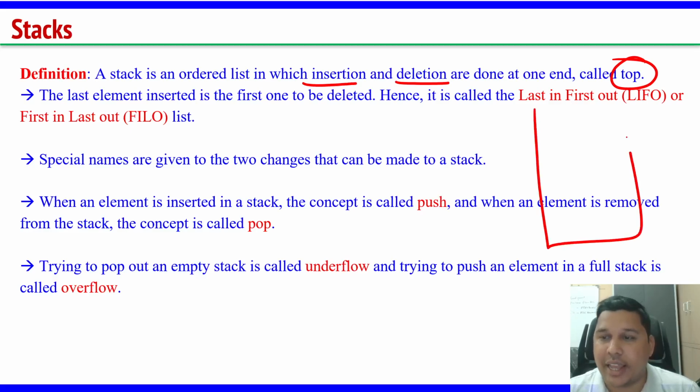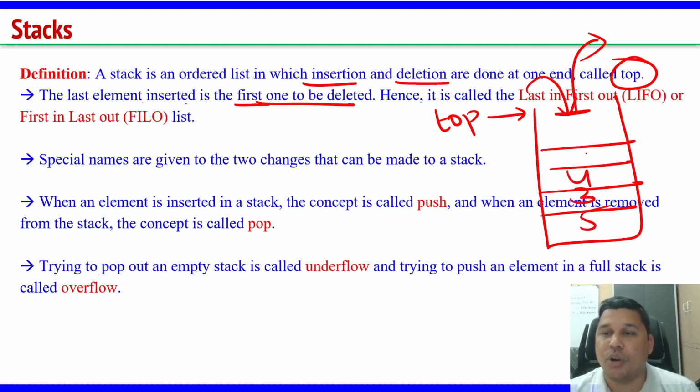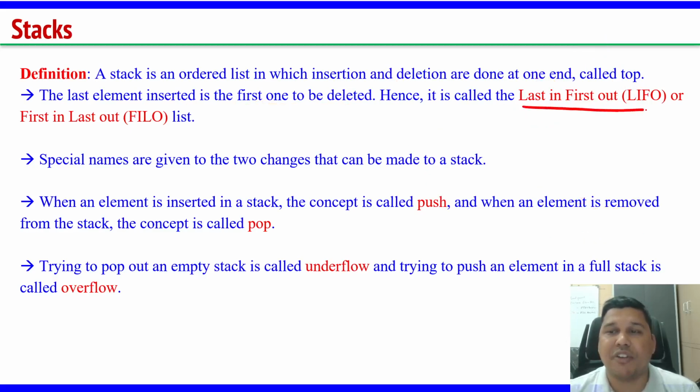So a stack is something like a container like this. This entrance is called the top, from where you are inserting and from where you are removing the elements. The last element inserted is the first one to be deleted. Suppose you add numbers like 5, 3, 4, 2, 1. Which one did you add last? That is 1. So only we can remove 1 first. If you want to remove 3, you have to remove 1, 2, 4 and then only you can remove 3.